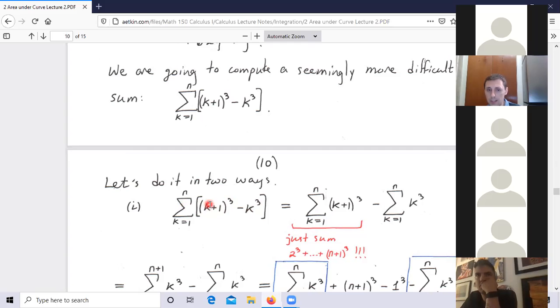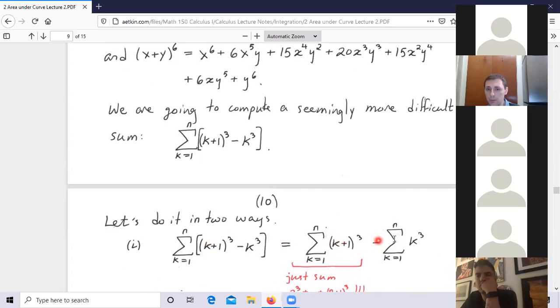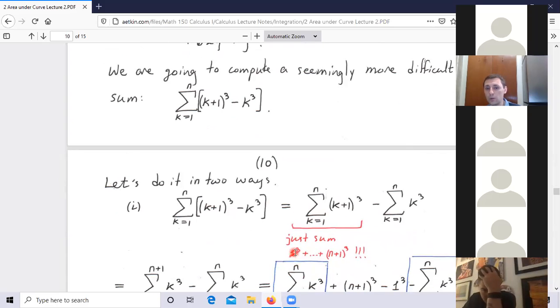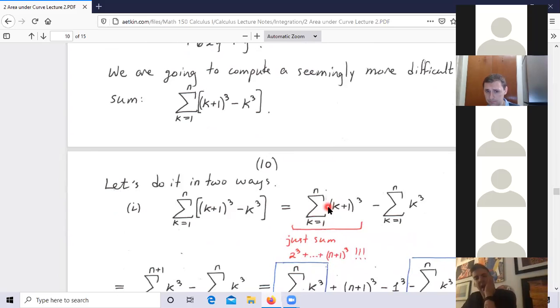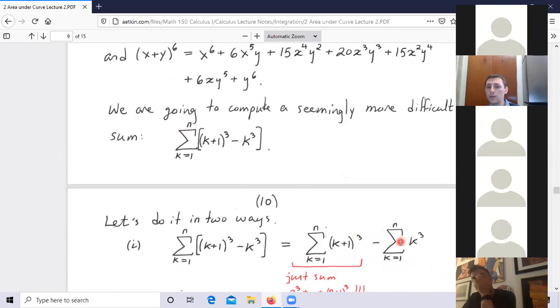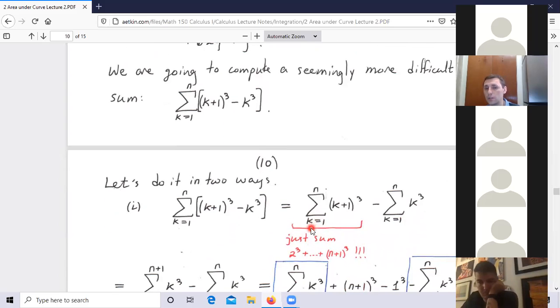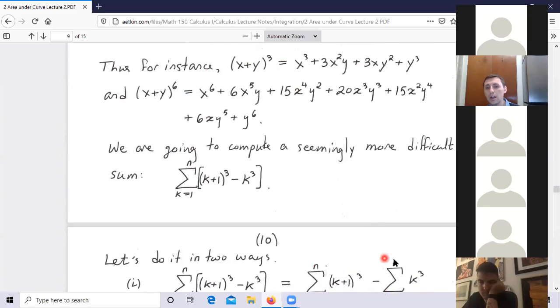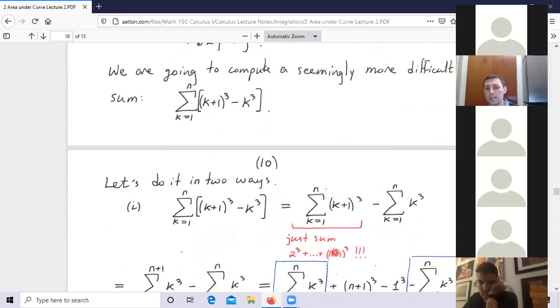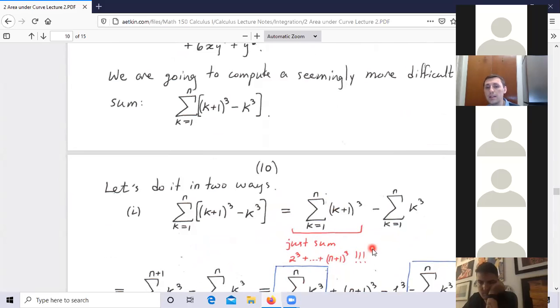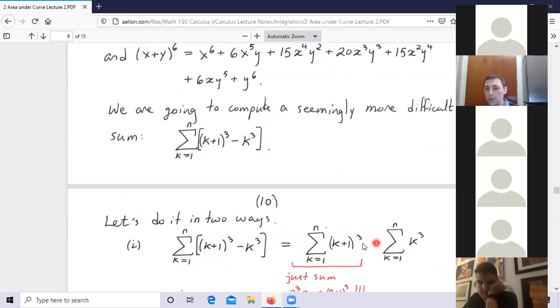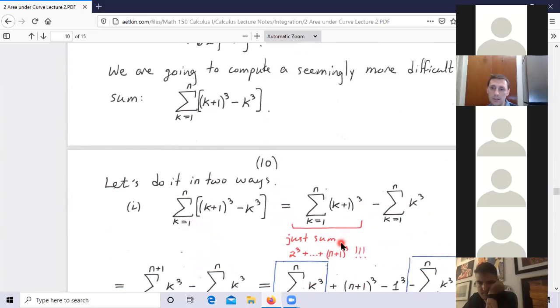So the summation can be distributed to the first term and the second term. Do you see the step where I distribute the sum? I can add the k plus 1 cubes first and then the k cubes second, and I subtract. What is this part? It's just the sum of 2 cubed all the way to n plus 1 cubed. And what is this? It's the summation of 1 cubed all the way to n cubed. So what happens if I subtract one from the other? The only thing that survives is n plus 1 cubed minus 1. That's the only thing that's not cancelled. Are you with me, guys?